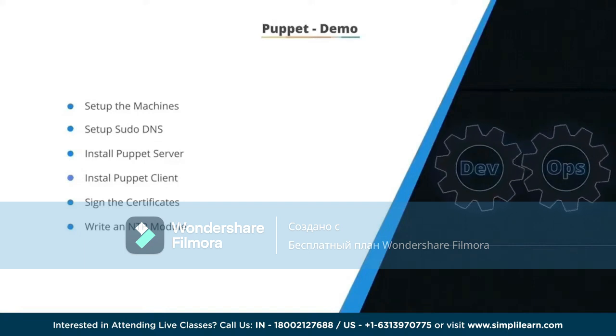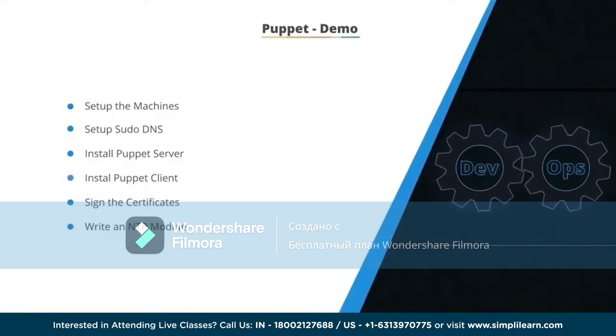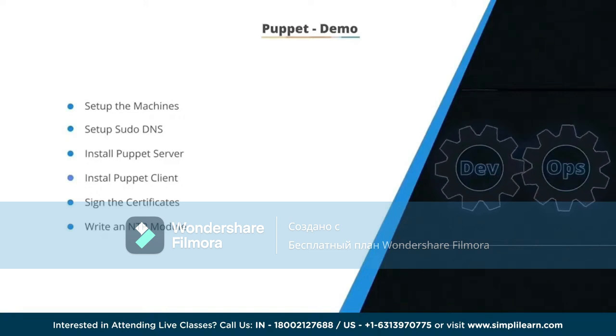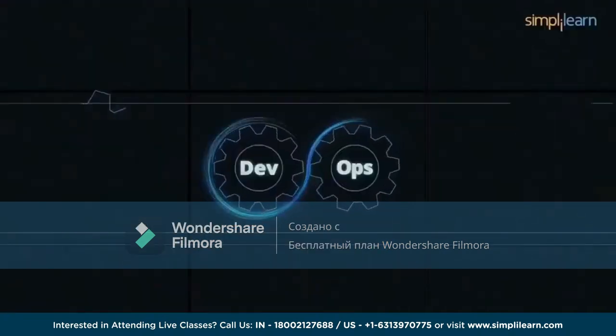So we will be setting up the machines. We'll set up a pseudo DNS locally because Puppet requires a fully qualified domain name in order to run, since there is a certificate communication taking place here. We will be installing the Puppet server, the Puppet client. We'll be signing the certificate, and finally we will write an NTP module and make it run.